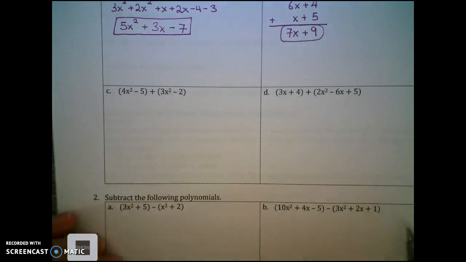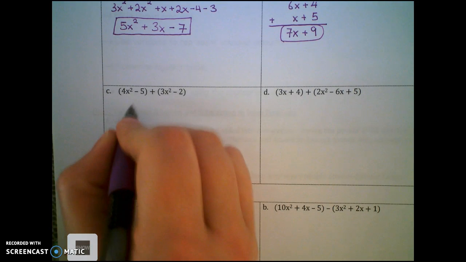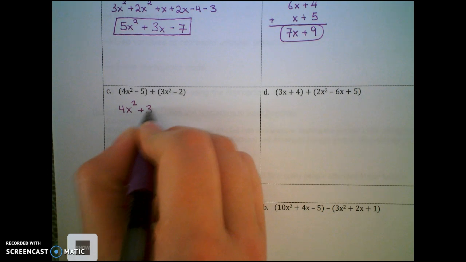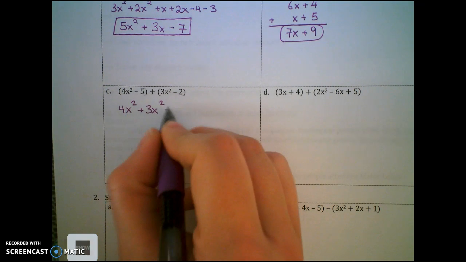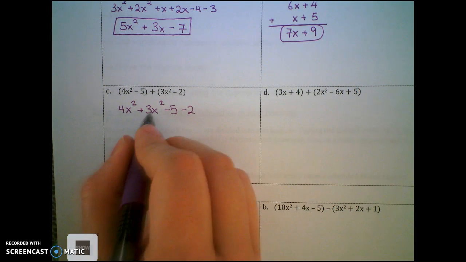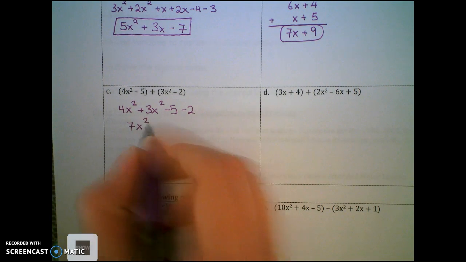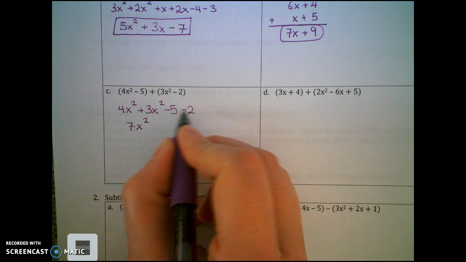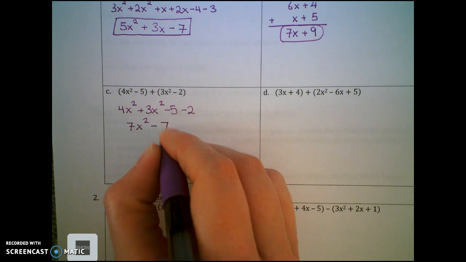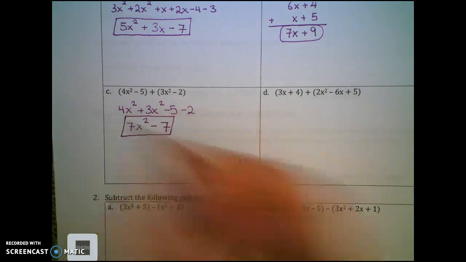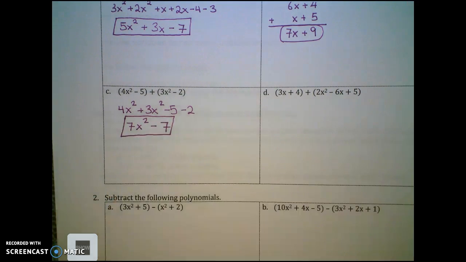For C, we will look at the horizontal method again. So I have 4x squared plus 3x squared minus 5 minus 2. This gives me 7x squared plus minus 5 minus 2. So that's going to give me plus a -2, and that'll be minus 7. Because I don't have any like terms that I can combine, I can go ahead and leave that as my answer.